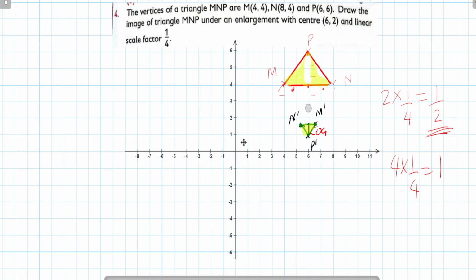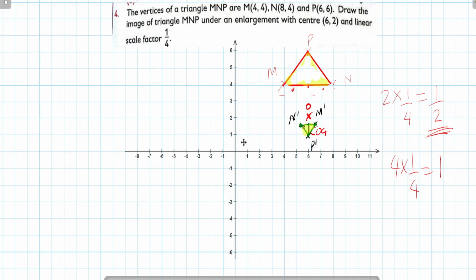So that is your image. Your image is that. Where is the center of enlargement? It's 2. I haven't put the 2, we forgot it too. It's here, 6,2. So this is your center of enlargement.